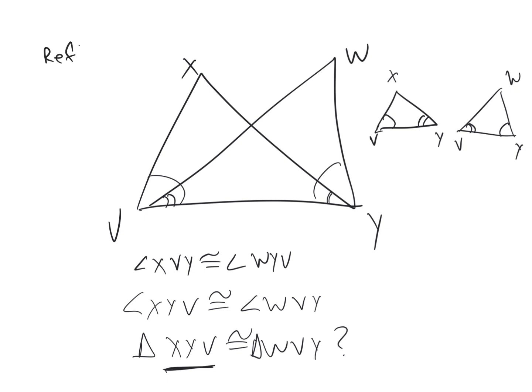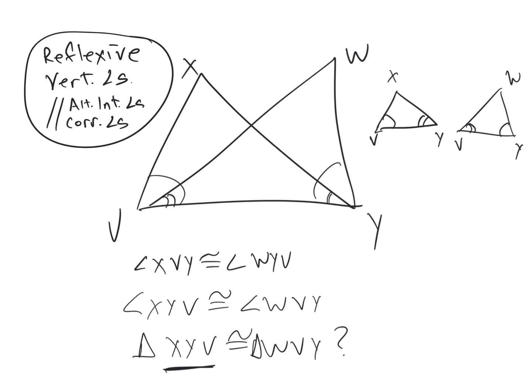You should be thinking of reflexive. You should be thinking of vertical angles. And also parallel lines. If you have parallel lines, you should be thinking alternate interior angles, corresponding angles. Okay, so those are the 3 things to start you out. Not just those 3. Those are just the things that we use most often in this chapter. So look at those things and see what you got.